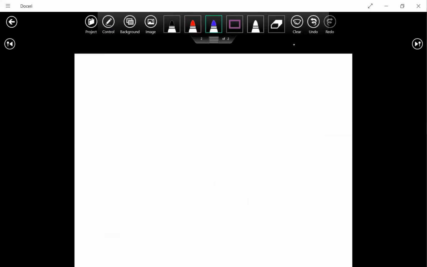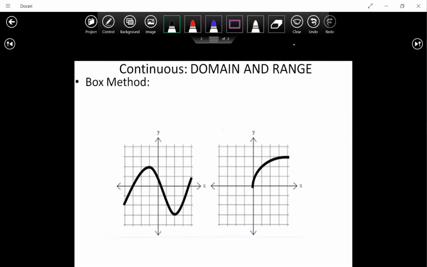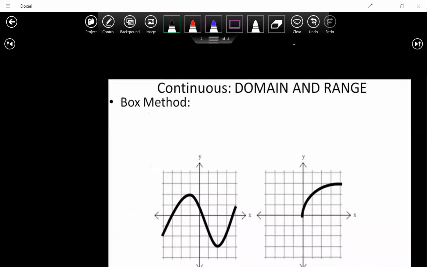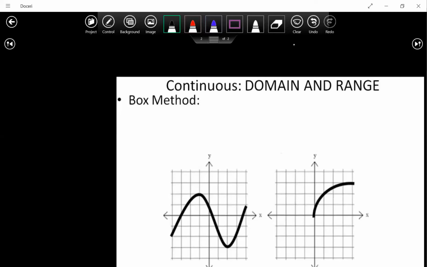With the two graphs here, we're going to find the domain and range. One thing that I want you guys to be able to identify is that we're doing the box method. The box method will help you clearly identify what numbers you will use for the domain and range for a continuous graph. Both lines that we have down below can be drawn just by drawing the line without picking up your pencil.